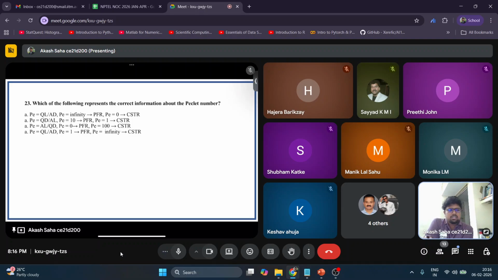Okay, so this question is regarding Peclet number. Which of the following represents the correct information regarding a Peclet number? So Peclet number you might have heard in the classes. I think the options are marked incorrectly. It should be A, B, C, and D, not all A. So let me know what is the correct option. We are comparing the Peclet number of a PFR and a CSTR. So what is the correct answer here? Any idea?